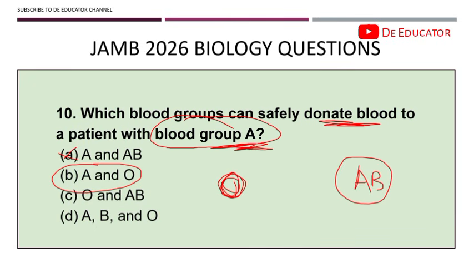So now let's analyze. Why is option C wrong? Option C is wrong because AB cannot donate blood to A. Right? AB cannot donate blood to A. Option D is wrong because B cannot donate blood to A.